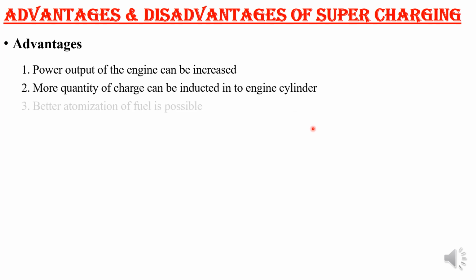So there is better atomization in the case of a CI engine. Atomization of fuel is very important, because fine particles of fuel have to be present inside the combustion chamber. Supercharging gives more density, hence swirl generation will be more, and atomization of fuel becomes very easy in a CI engine.